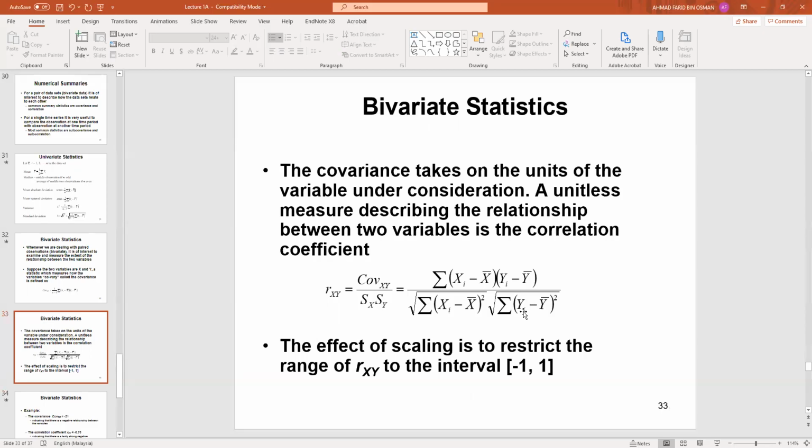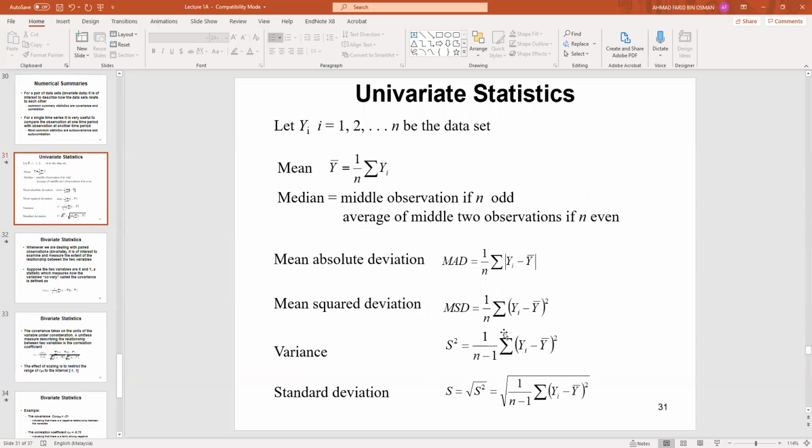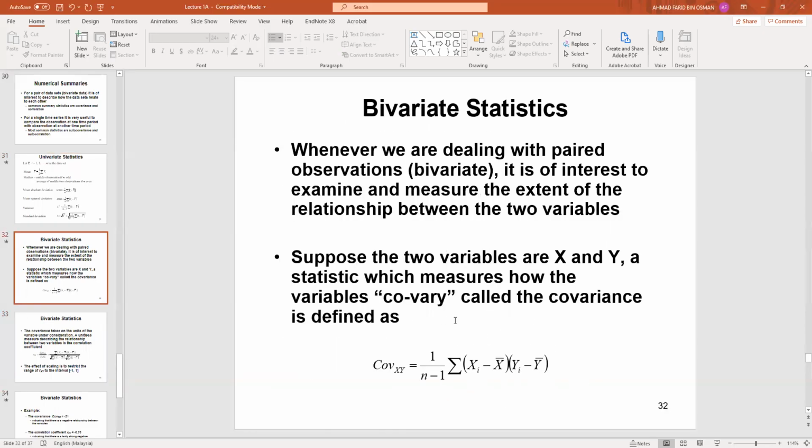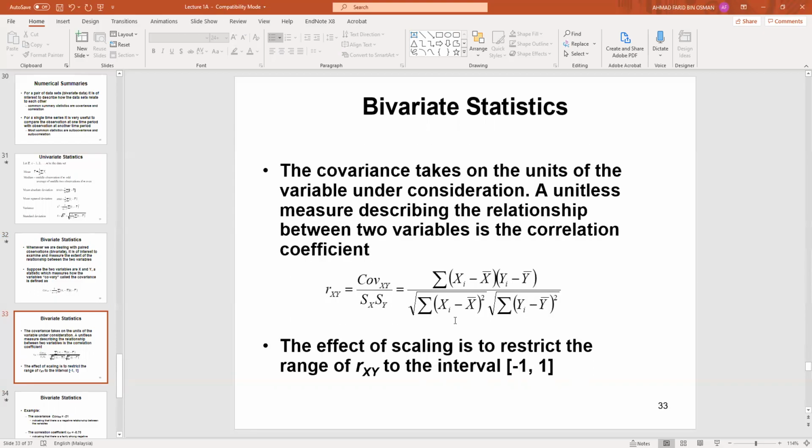So again, covariance just tells us how the two variables covary, whether they are moving in the same direction or in different directions. But if you divide the covariance of X and Y by the standard deviation of X and the standard deviation of Y, then you get what we call the correlation. And correlation tells us how strong the relationship is between the two variables X and Y.